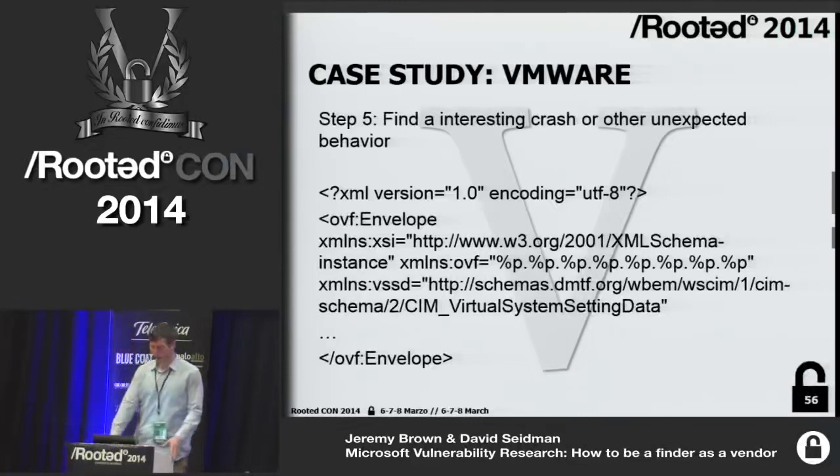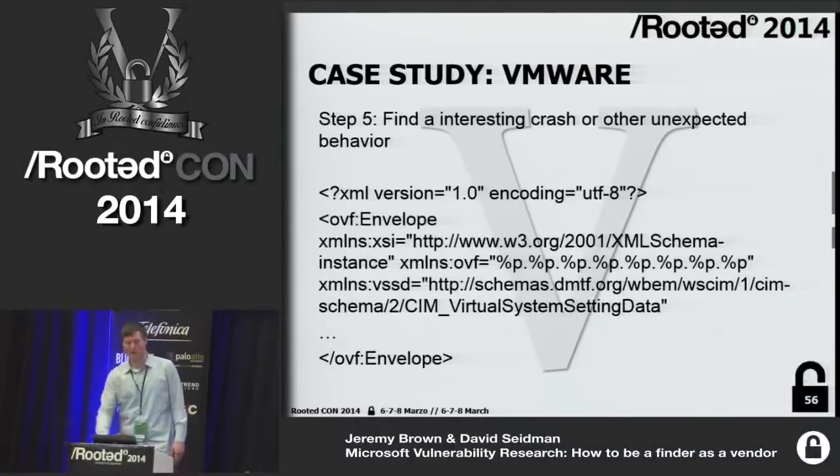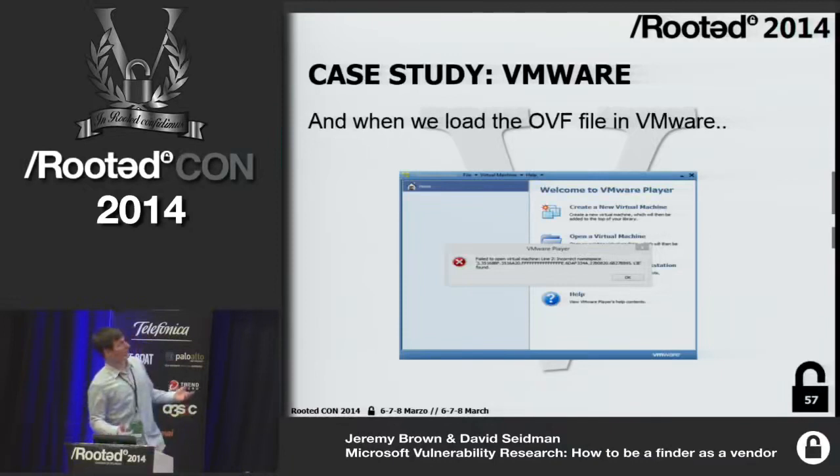But for this one, literally in the XML, in the OVF envelope property, the fuzzer mutated it to show %n when we found the crash, but it could be %p. For example, this was part of the test case. We load it in VMware to find the bug. So we take this, load it in VMware, and we get this nice dialog that shows you all the pointers in VMware in that context.